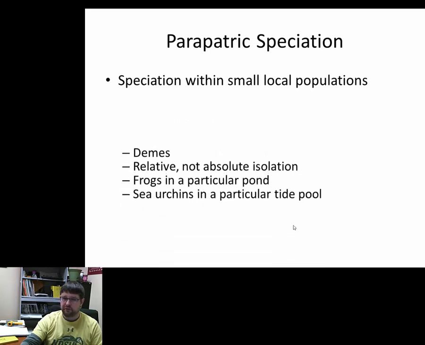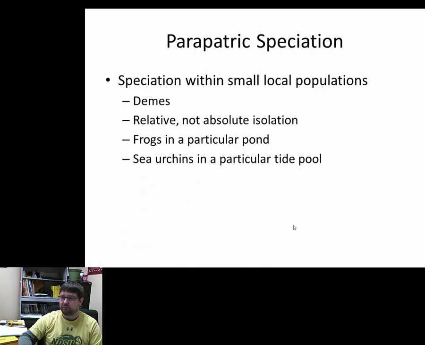This would be an event that occurs typically in very small local populations. It means that these populations are not reproductively isolated. They could reproduce with each other, but frogs that occur in, say, one pond and another pond, they just don't make the migration. They can make the migration, but they don't. They don't leave the pond, they don't migrate, and they don't reproduce. Sea urchins that live in particular tide pools could move to another tide pool and mate with another group of sea urchins, but they don't.